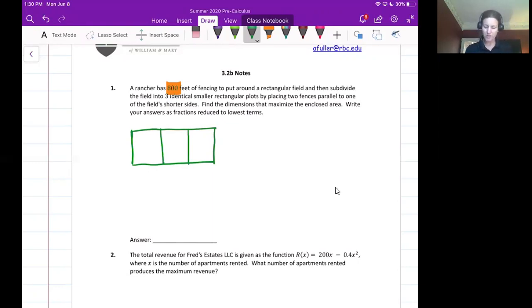Make up variables, what's going to happen here. So I'm going to call these x. They're all equal. And I'm just going to call this y. We know that he's used 800 feet of fencing. We need to be able to write an equation for that. So there are 4 x's plus 2y has to equal 800 that he's going to use.